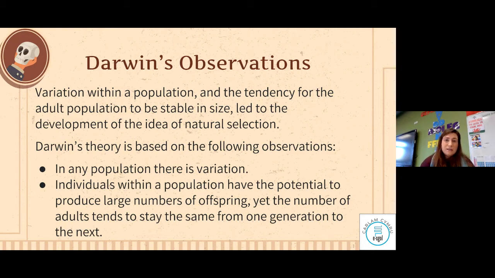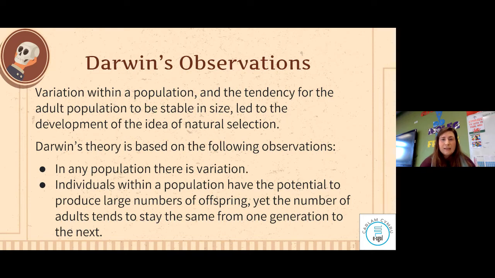Darwin's theory is based on the following observations. So in any population, there's variation. Okay, it's normal to see variation. And individuals within a population have the potential to produce large numbers of offspring, yet the number of adults tends to stay the same from one generation to the next.